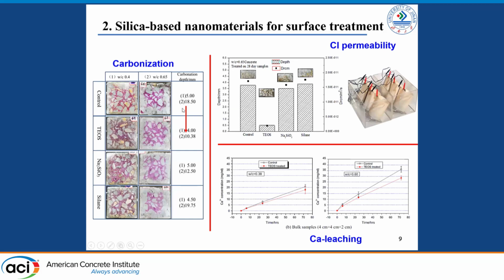So from the carbonation resistivity, for example, here we take the concrete with a water to cement ratio of 0.65. We can see the carbonation depth of the control sample is about 18 millimeters, but after the treatment with the precursor TEOS, that can be reduced to about 10 millimeters. So this is a significant reduction of the carbonation depth. Other improvements, like chloride permeability reduction, as well as the calcium leaching resistivity of the cementitious materials, can be achieved after the surface treatment with these materials.